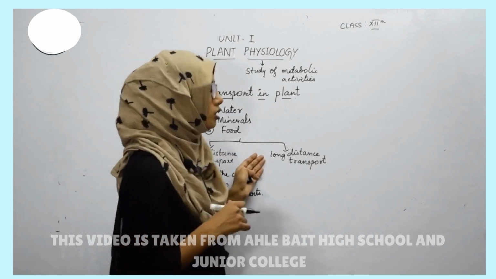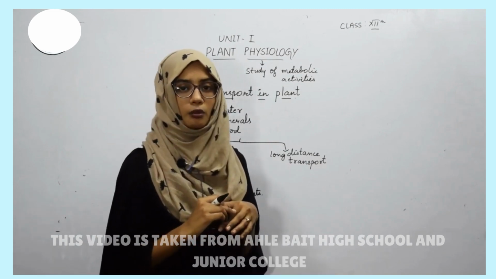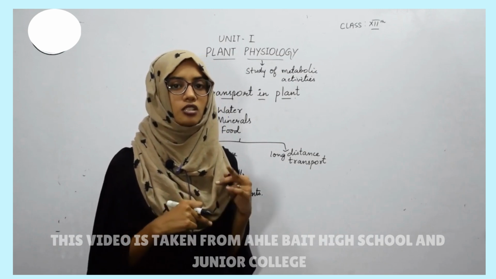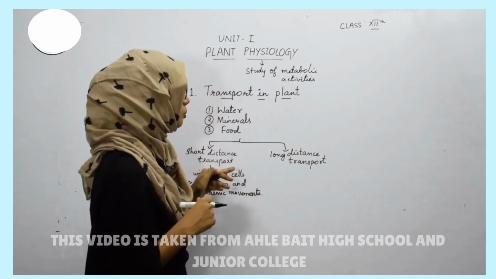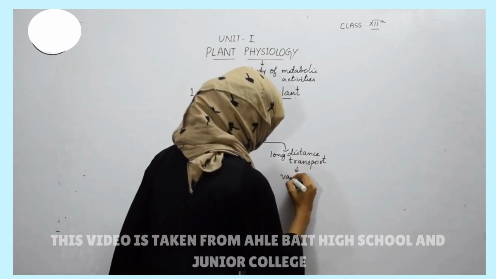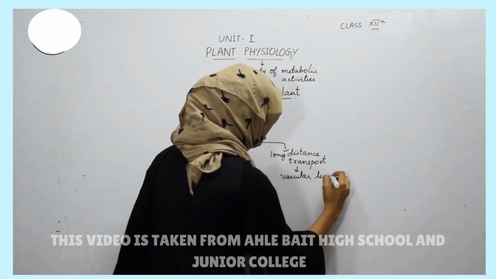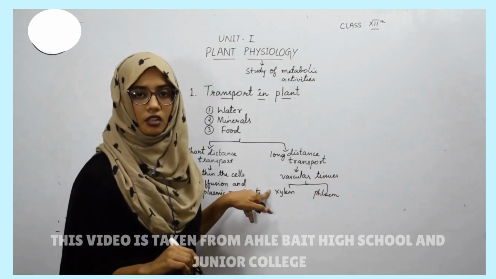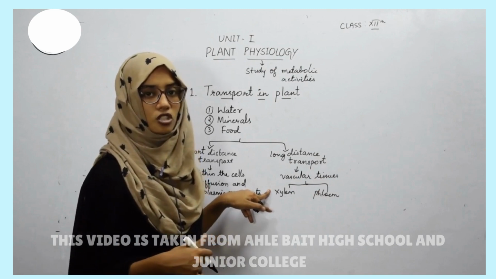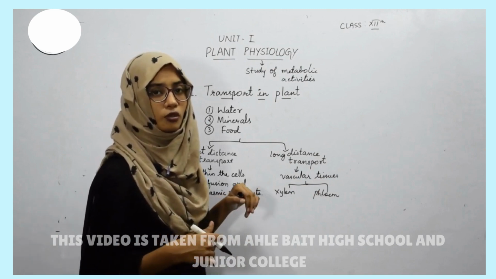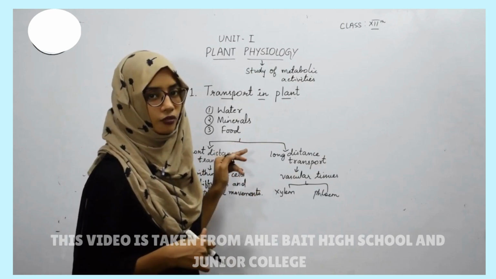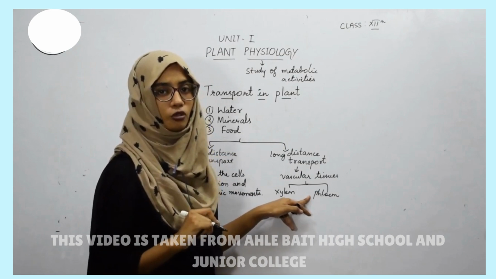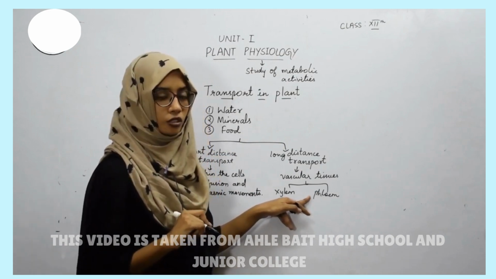When we talk about long distance transport, you can see that in big or huge trees, the water which is absorbed by the root hairs needs to be transported till the top of the tree. For this type of transport, some vascular tissues are present in the plant body, and these are of two types: xylem and phloem. Xylem are the conductive tissues which help in the conduction of water from the root hairs till the tip of the tree, and phloem are the conductive tissues which help in the conduction of food material which is prepared by the leaves during photosynthesis.